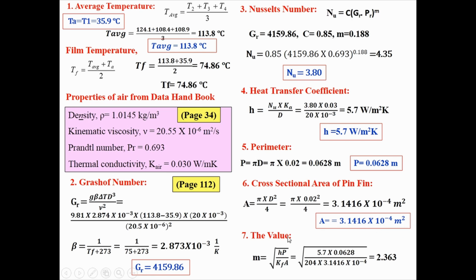Now thereafter you have to calculate the value of m. What is the equation? m is equal to square root of hP divided by Kf A, where Kf is the thermal conductivity of the given pin, into cross sectional area. Now I will substitute the values. h I have already calculated, that is 5.7. P already calculated, 0.0628. Kf is the thermal conductivity of the given pin. Our given pin is aluminum, and the thermal conductivity of aluminum from the data handbook is 204, into area, already calculated, 3.1416 into 10 to the power of minus 4. Substitute, and you will get m as 2.363.